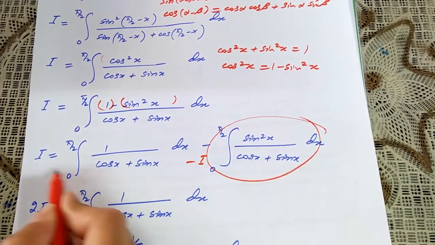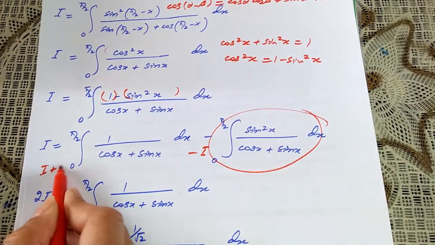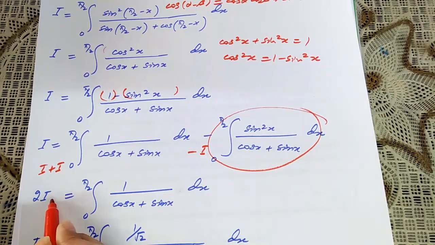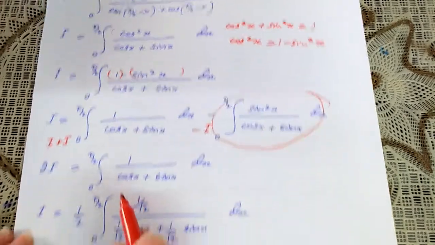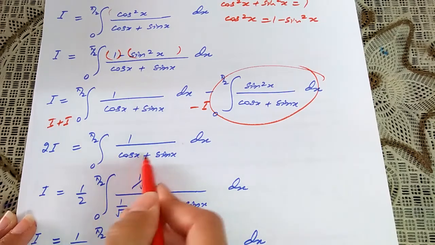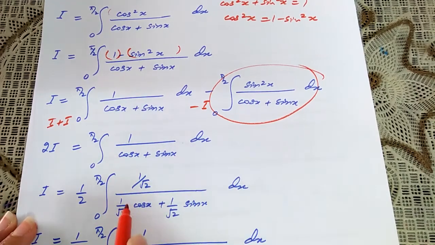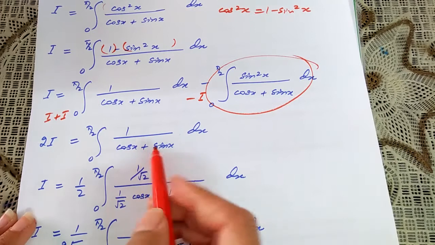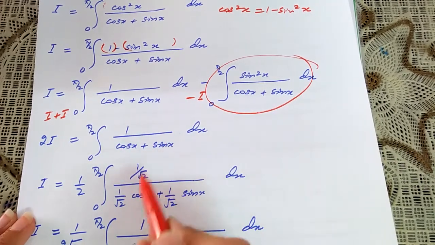Move this negative I to the left side. It will be I plus I, that will give us 2I. And this thing is written as it is: the integral from 0 to pi by 2 of 1 over (cos x plus sin x) dx. Now, I can solve this by this method.